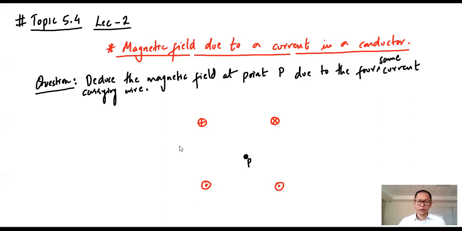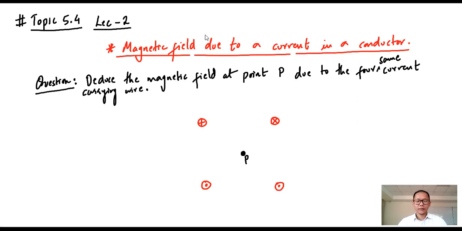Let us look at one of the questions related to the magnetic field of current carrying wires. In this case, we have 4 different wires. 2 wires have current flowing into the page, and the other 2 wires have current flowing out of the page. The question is asking us to find the magnetic field at a point P, or more appropriately, the effective magnetic field at point P.